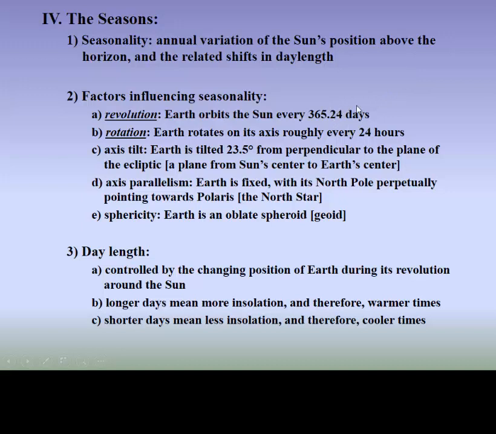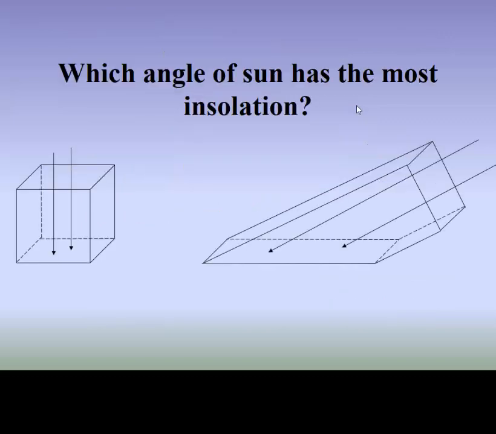The Earth rotates on its axis every 24 hours. We call it a day. The length of the day is affected by the change in position of the Sun during its revolution. I'll show a couple examples.